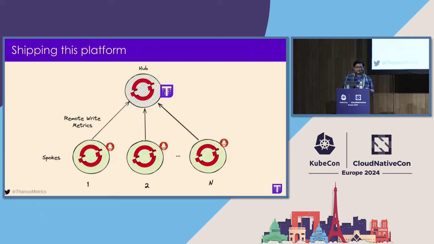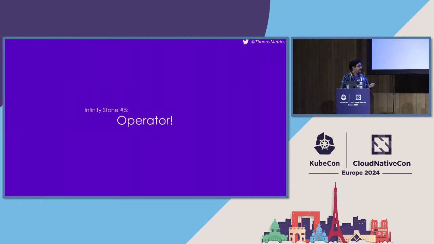Now you might be wondering, okay, wait, how do you ship this to customers? Because all of this is manual, right? Is there an operator that sets this up for you? And you'd be right. That brings me to my fifth Infinity Stone, which is an operator. There are a lot of operations with Thanos that are still quite manual and require lots of time and expertise to get right, especially in large-scale environments. So it makes sense to automate at least some of these operations, as most of these things are run in Kubernetes, so why not leverage the extensibility there?